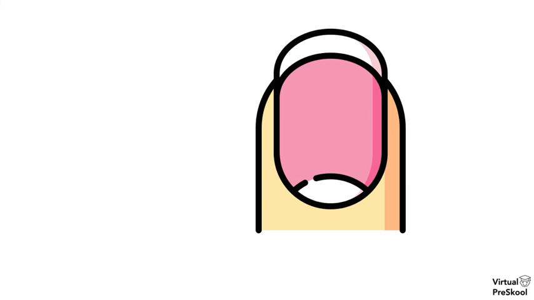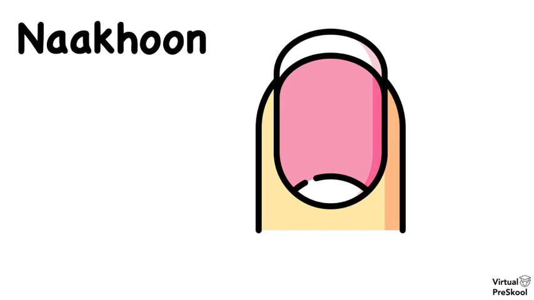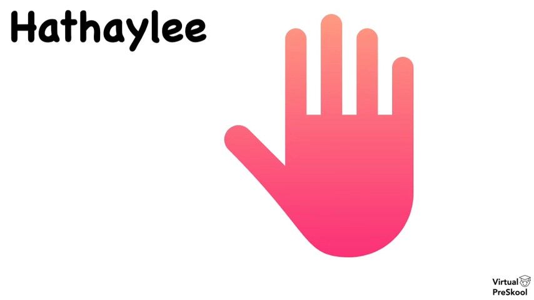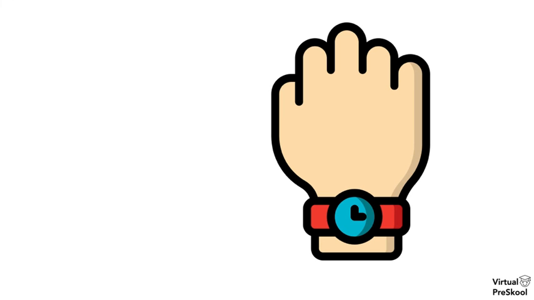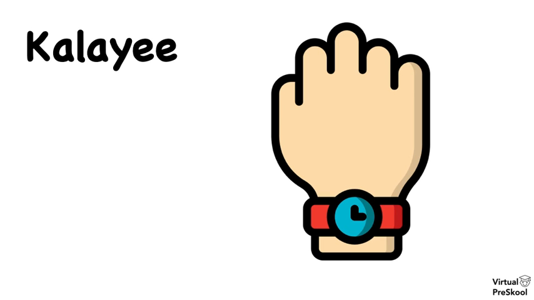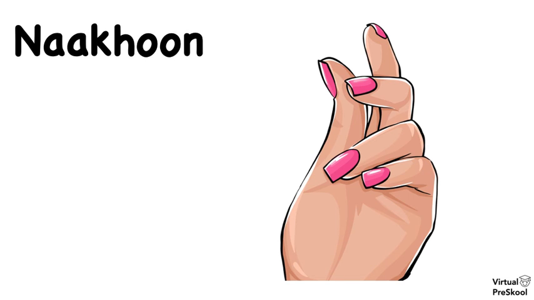How do we say nail in Hindi? Nail is nakhun. Again, please say it with me. Nakhun. Let's review those one more time. Palm in Hindi is hatheli. Please say it with me. Hatheli. Wrist in Hindi is kalai. Please say it with me. Kalai. Nail in Hindi is nakhun. Please say it with me.